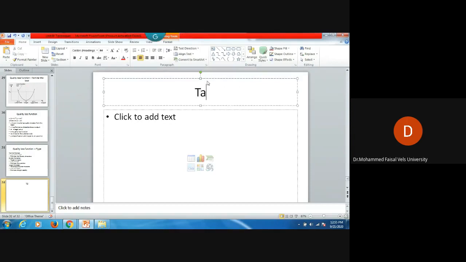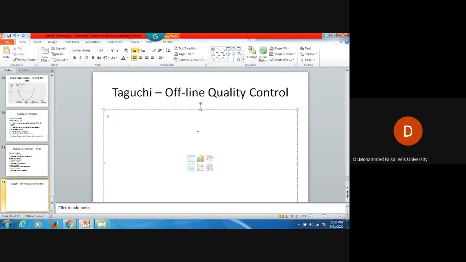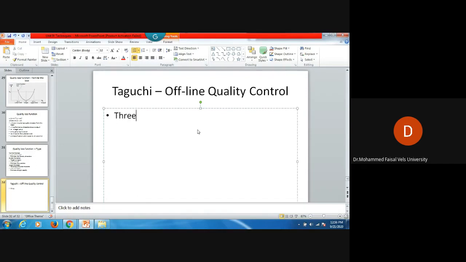One of the important concepts in Taguchi is offline quality control. I talked about offline quality control. The important thing is offline quality control, where he emphasized that we have to. That's why he talked about three stages.